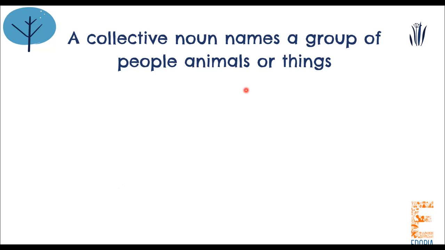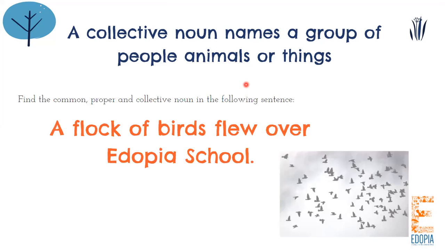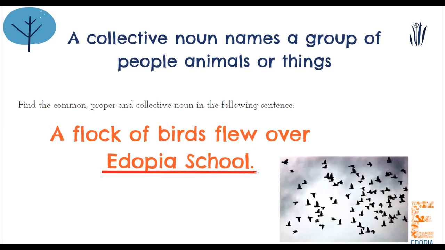Okay, so let's find the common noun, proper noun, and collective noun in the following sentences. A flock of birds flew over Ethiopia School. Let's first underline the proper noun with a red color. So what is a proper noun? Yes, it's Ethiopia School. Ethiopia School is a proper noun. Okay, let's try and find a common noun in the sentence. What is a common noun in this sentence? Can you find it?